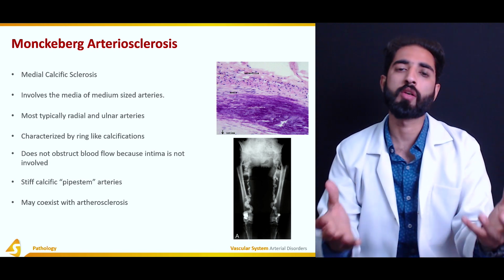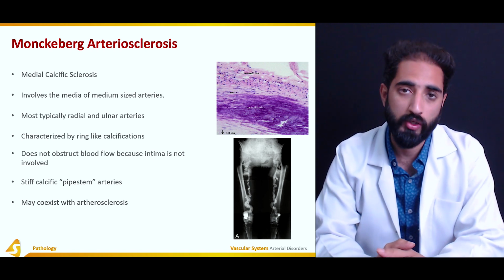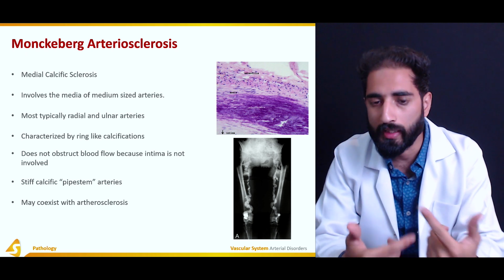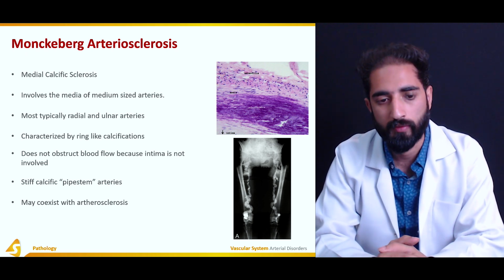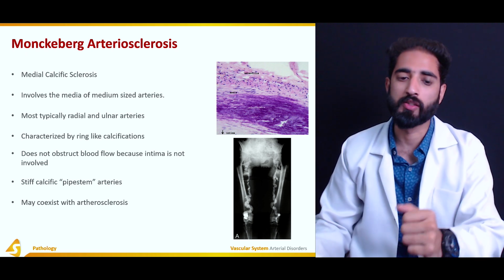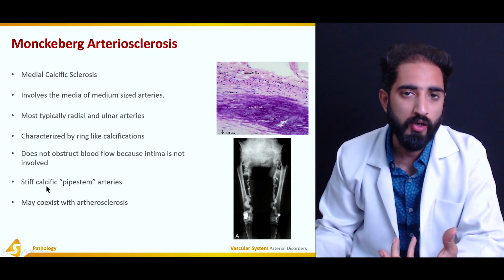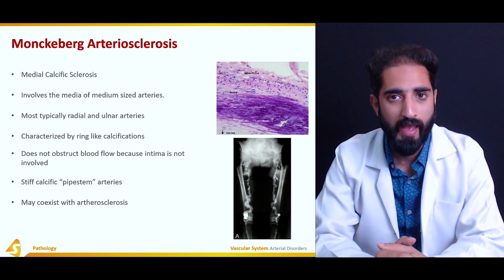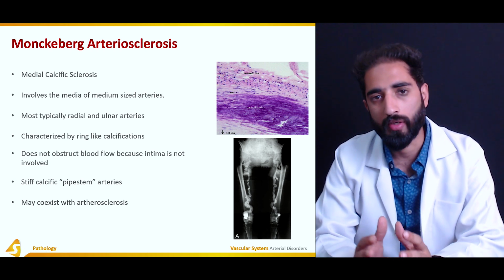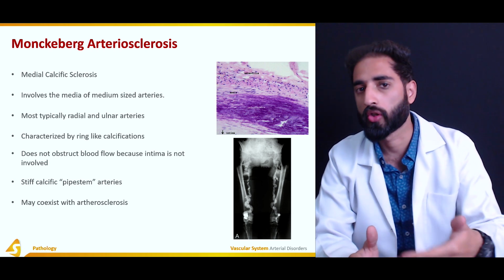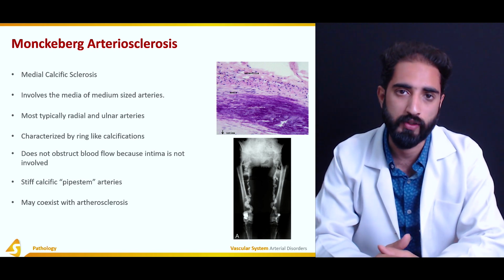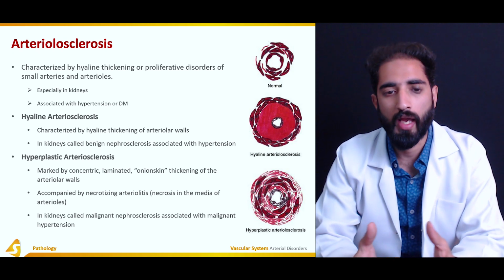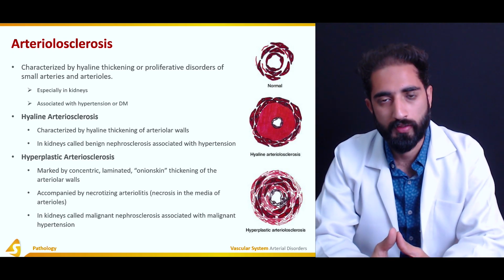Now, Monckeberg arteriosclerosis does not necessarily obstruct blood flow because the tunica intima, or the endothelial layer, is not involved. But still, it is known as stiff calcific arteries or pipestem arteries as well. And they can also coexist with atherosclerosis. Now, let's look at arteriolosclerosis.